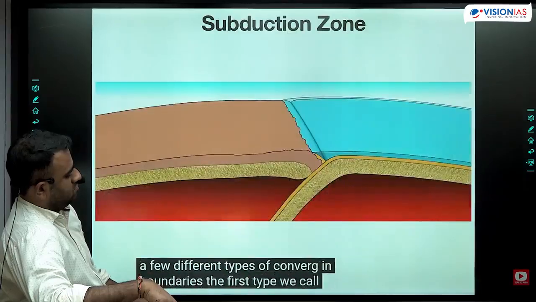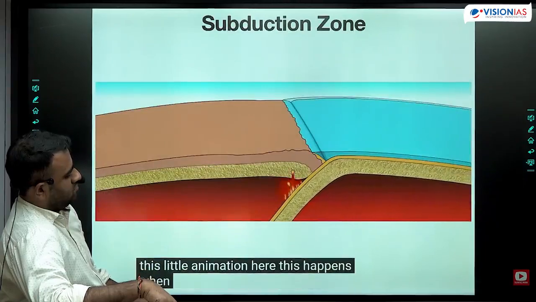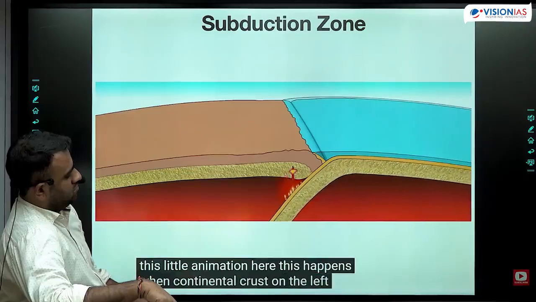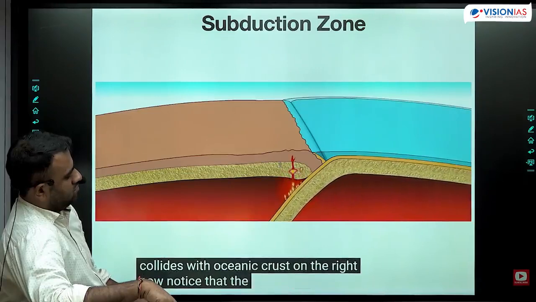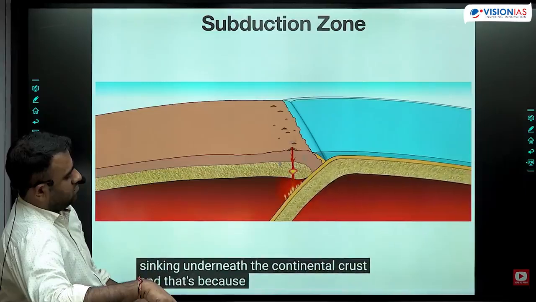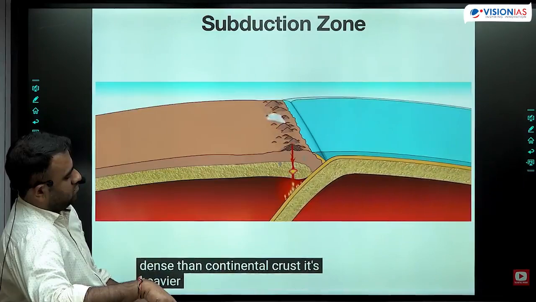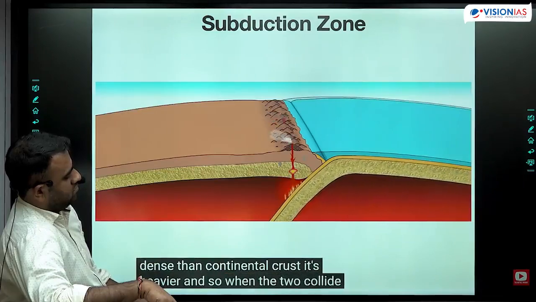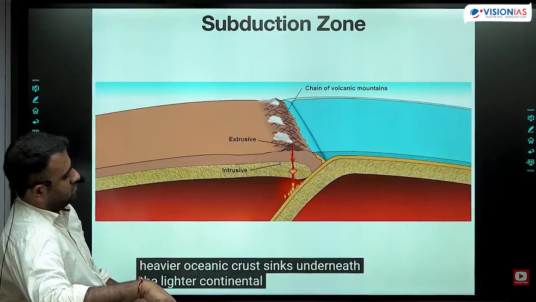The first type we call a subduction zone, and as you can tell by this little animation here, this happens when continental crust on the left collides with oceanic crust on the right. Now notice that the oceanic crust is sinking underneath the continental crust, and that's because oceanic crust is more dense than continental crust. It's heavier. And so when the two collide, the heavier oceanic crust sinks underneath the lighter continental crust.